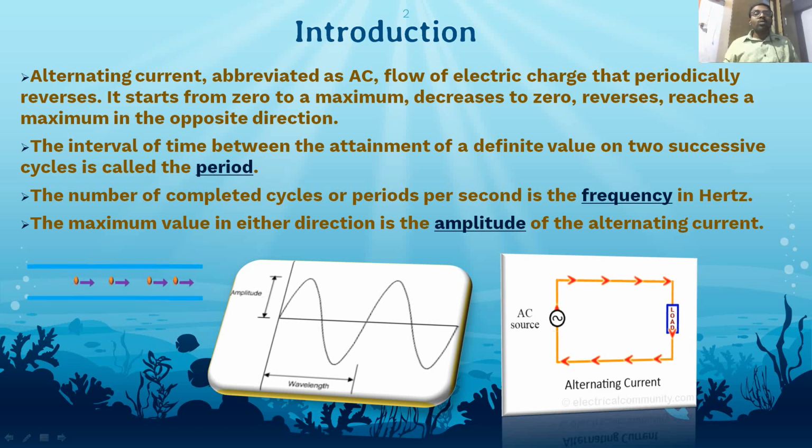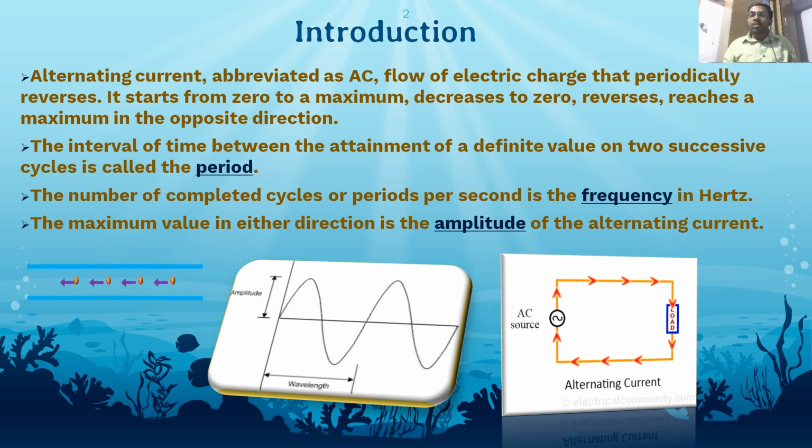Okay, so what is alternating current? That means AC current. So it is shortly abbreviated as AC. AC stands for alternating current. So from the name itself, alternating current, it changes its cycles alternatively: positive, negative, positive, negative, positive maximum, negative maximum, positive maximum, negative maximum.